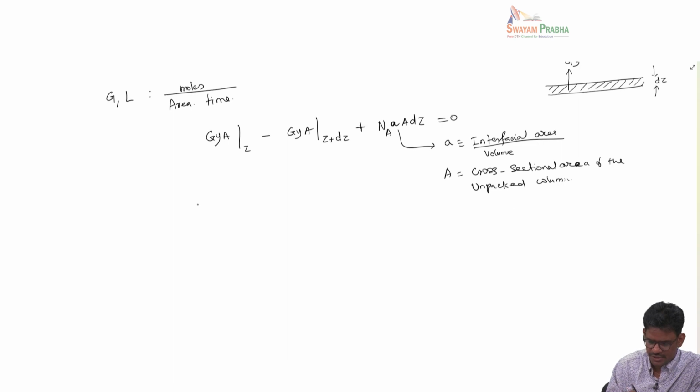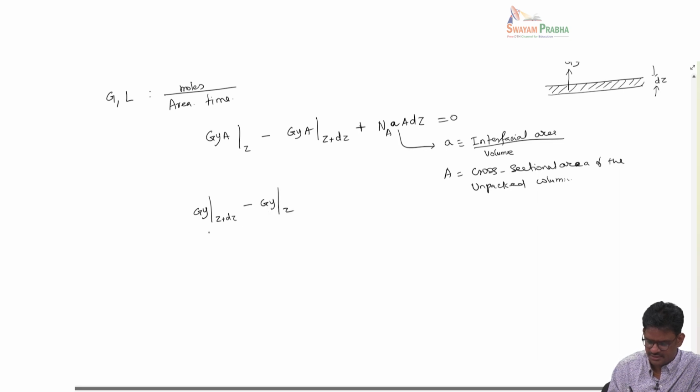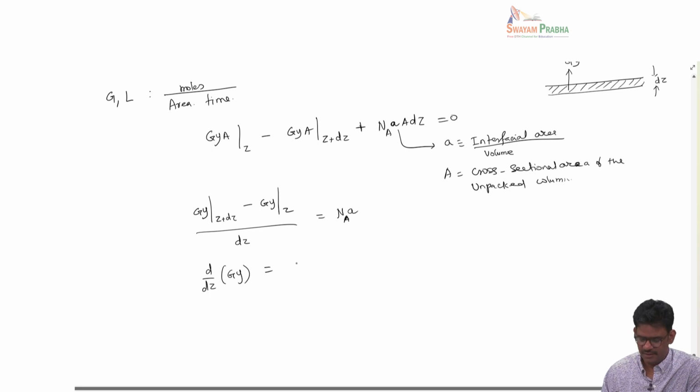So rearranging this equation, we see that Gy at Z plus dz minus Gy at Z by dz is equal to Na times A. So the left hand side can be written as d by dz of Gy, that is equal to Na. This Na here is Ky prime, Yi minus Y, times A.